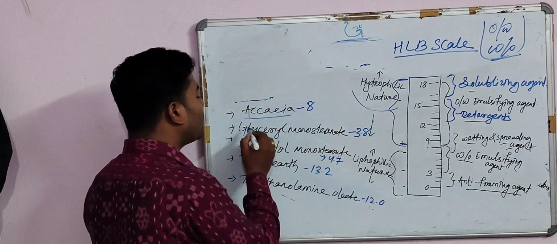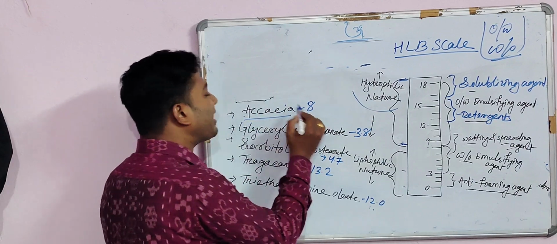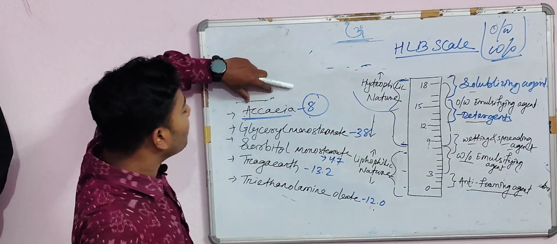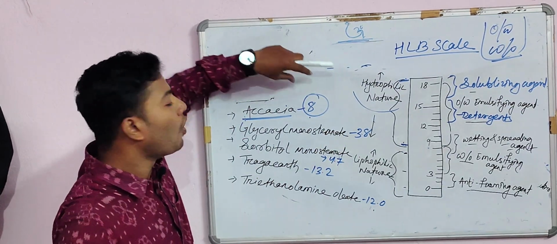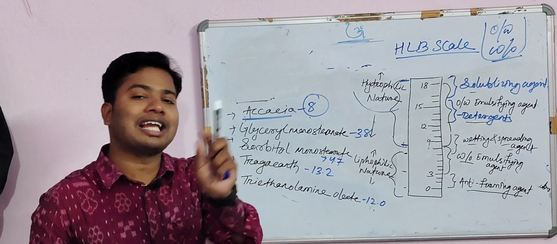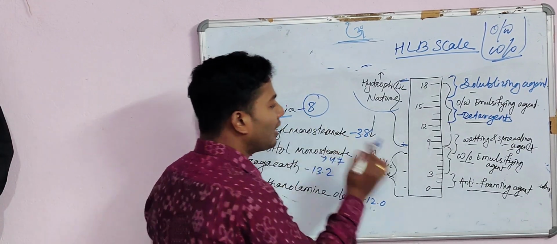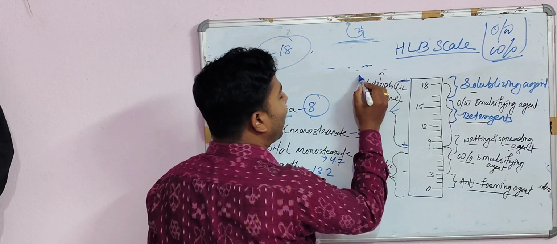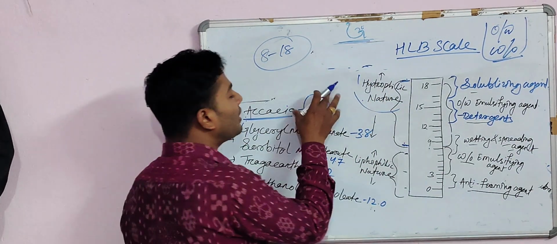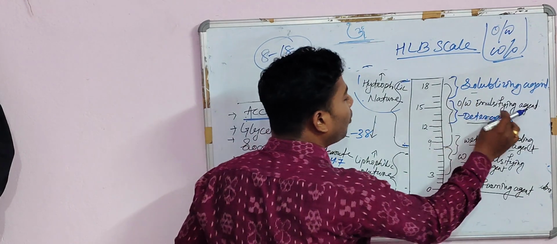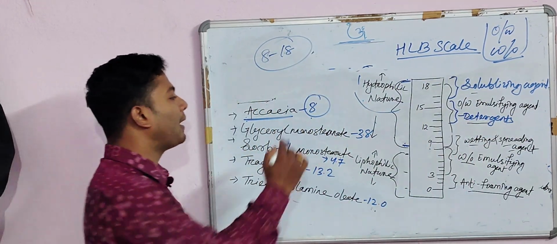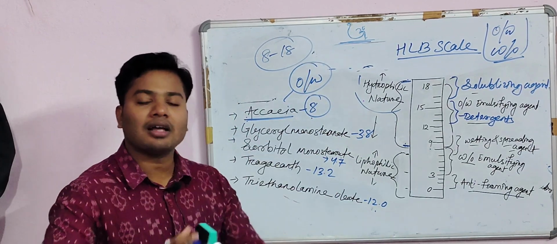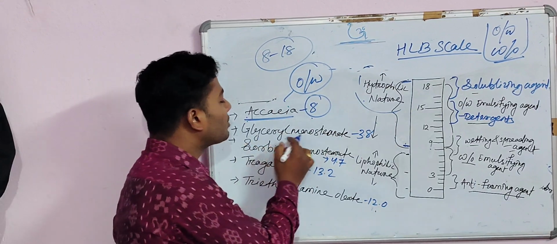So first one is acacia. Acacia is an emulsifying agent. What is the HLB value of acacia? 8. So now tell me, with the acacia HLB value 8, which type of emulsifying agent is it, or for the preparation of which type of emulsion would you choose it? Definitely, as all of you know, 8 to 18 is under the hydrophilic nature, and the acacia HLB value is 8. Definitely that is an O by W type of emulsifying agent. That means when you have to prepare an O by W type of emulsion, at that time you have to choose acacia. Clear?